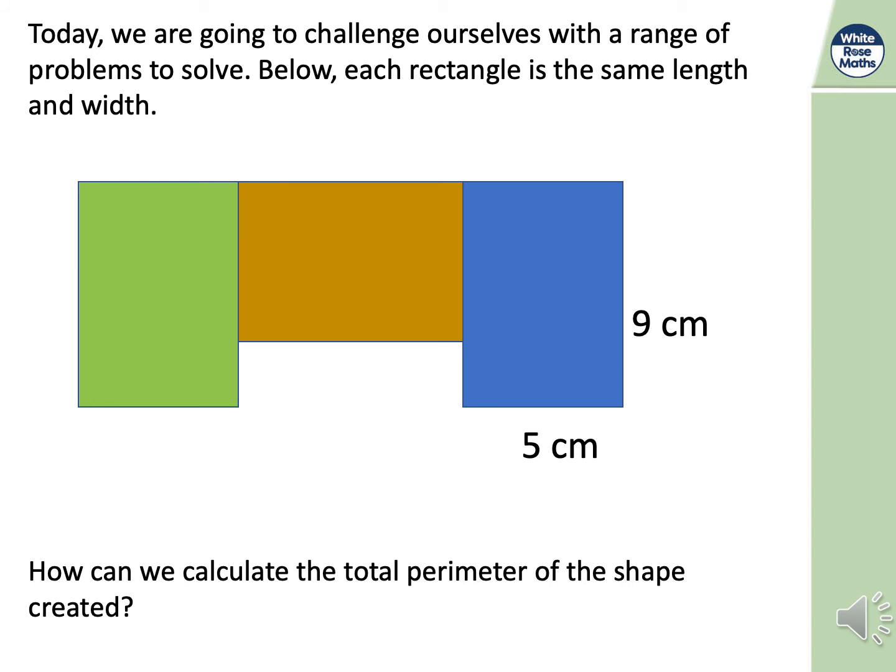Okay, we're going to challenge ourselves today with a range of problems to solve. So below, each rectangle is the same length and width. They're all made up of lengths that are 9 centimeters and widths that are 5 centimeters. Have a little think, how do we calculate the total perimeter of the whole shape created?